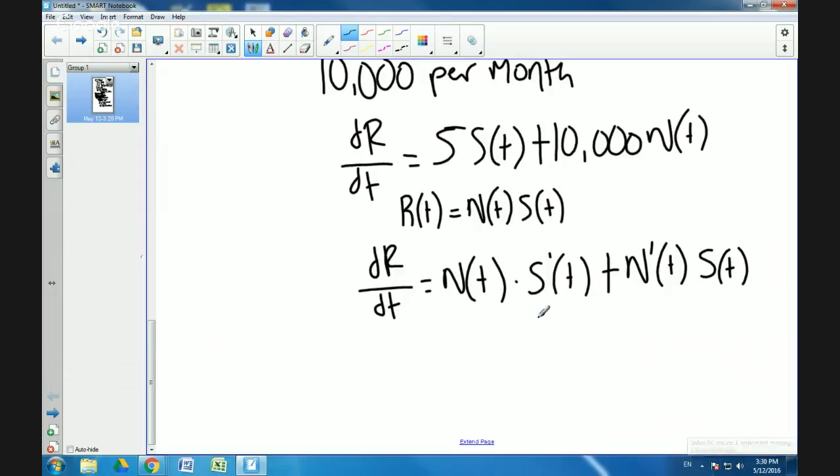So the information that I had earlier was that the new stores are coming at 5 stores per month, and revenue per store is increasing at 10,000 per month. So the derivative of N indicates that it will be moving at 5 stores per month. So dR/dT, simplified, equals 5 S of T per month, because it's increasing at a rate of 5 per month.